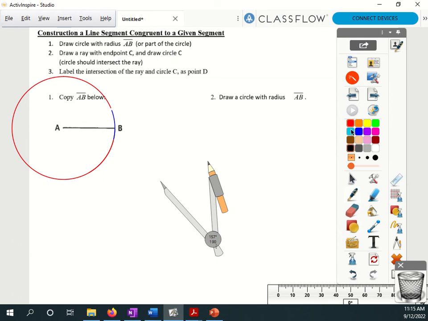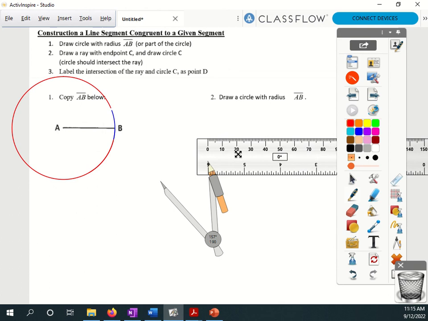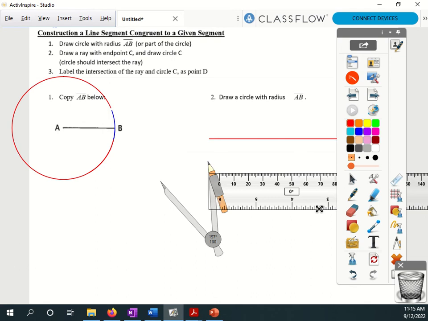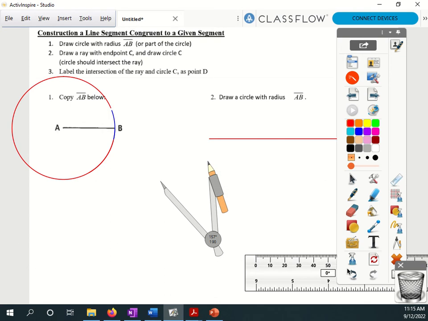Second thing I'm going to do, I'm going to take my straight edge, my compass, my ruler, okay? And I'm going to draw just a line segment off to the side. Now, if I know that I want to copy AB, make sure that your line segment is bigger than the one you want to copy, okay? So far, so good? Where am I going to put my compass point now? The sharp point. Yeah, on the end point.